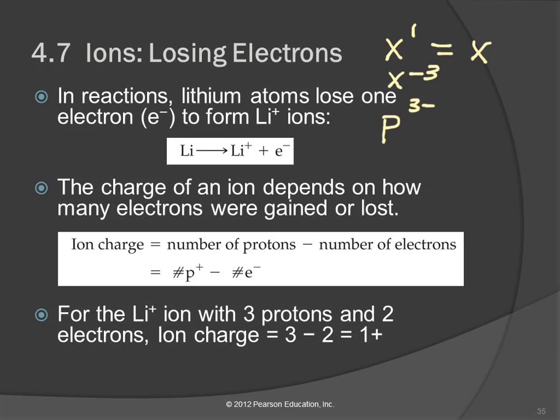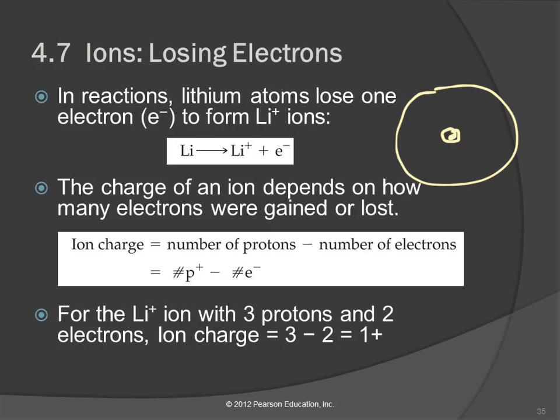So the way these are formed is for atoms losing electrons to become ions. Here's a lithium atom. And then we have this reaction arrow, and here we see the formula for the lithium ion. It has a positive charge plus an electron. So the electron came away. Let's draw a picture.